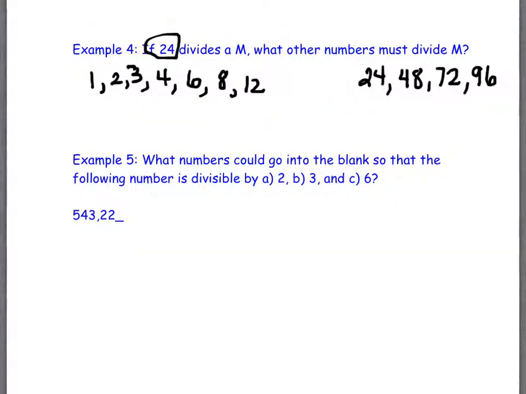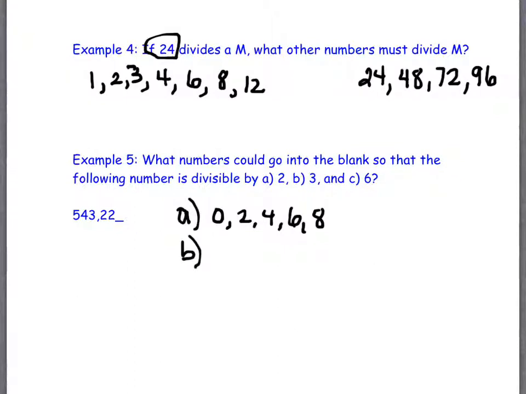What about example 5? Example 5 says, what numbers could go in the blank so that the following number is divisible by, and these are 3 parts. Part A, the number 2. What number would have to be able to go in the blank so that I'd have a number divisible by 2? An even number. So can you give me a list? Right. So any of those numbers go in that blank, I've got a number divisible by 2.